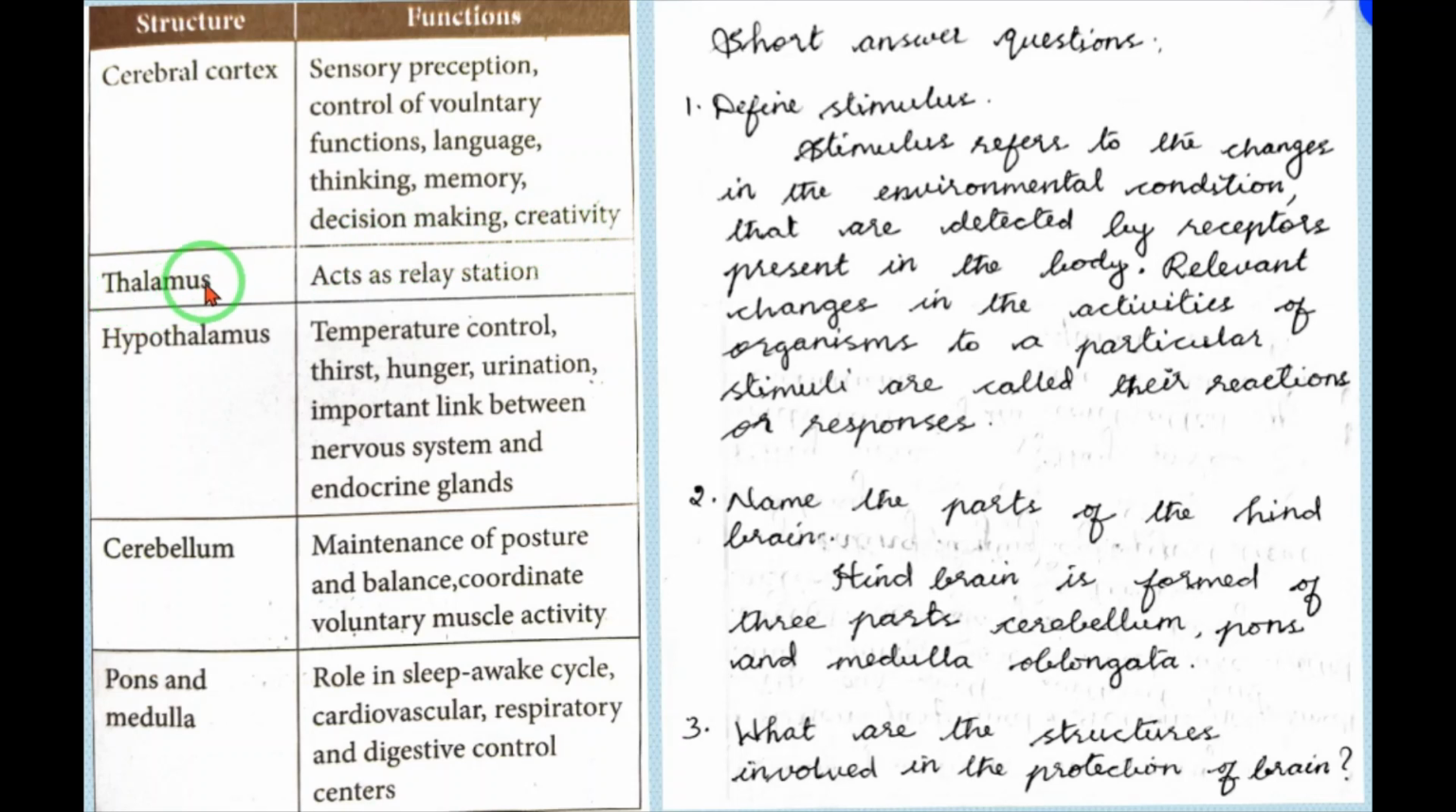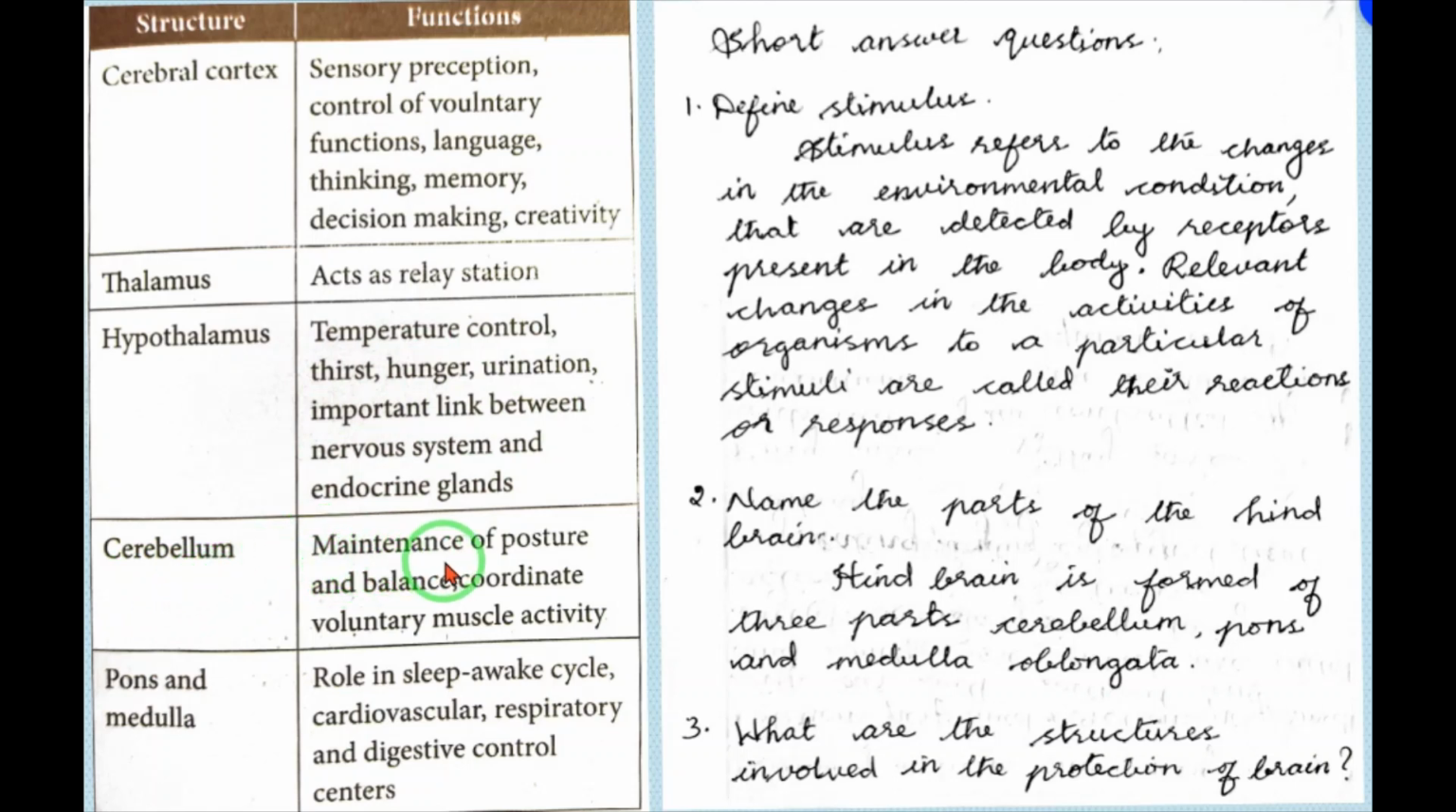Second, thalamus acts as a relay station. What does relay station mean? It receives signals and retransmits them. Third, hypothalamus: temperature control, thirst, hunger, urination, and an important link between the nervous system and endocrine glands.